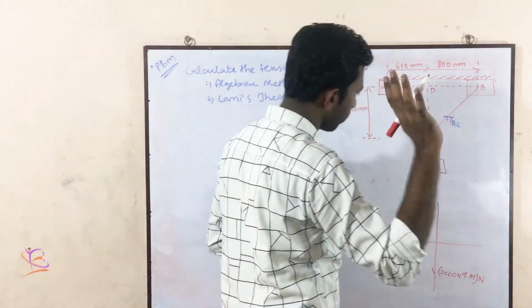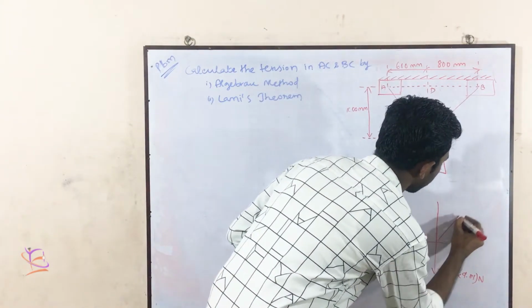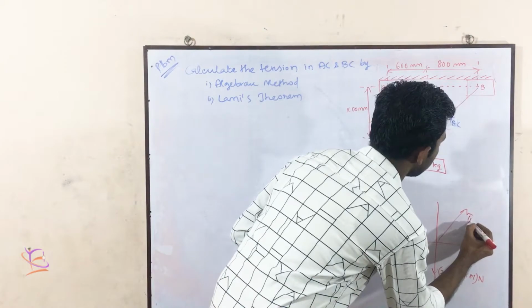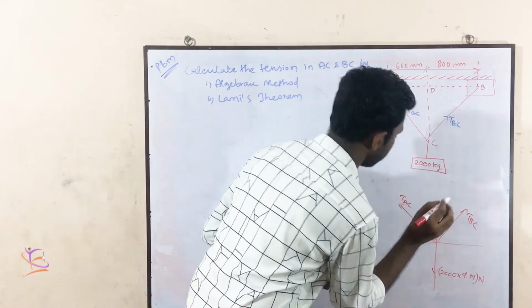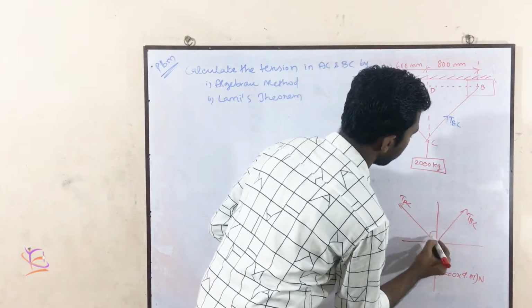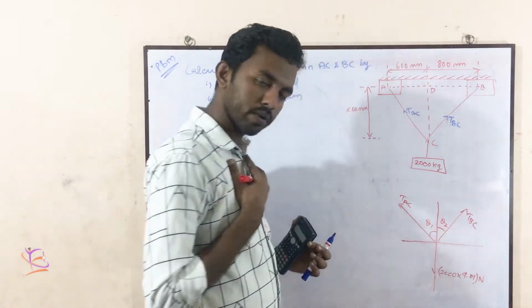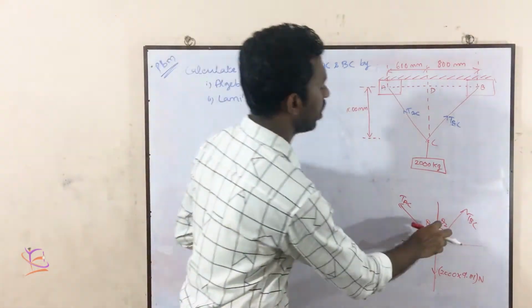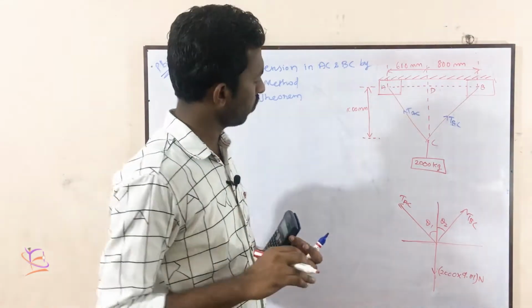So first of all, without calculating the theta, we can draw here. This is TBC and this is TAC. So this is theta 1, this is theta 2. Our duty is to calculate the value of theta 1 and theta 2. Then we can move on to the resolution of forces.